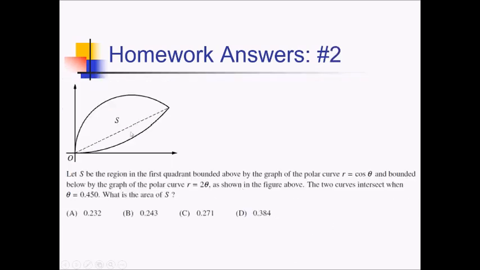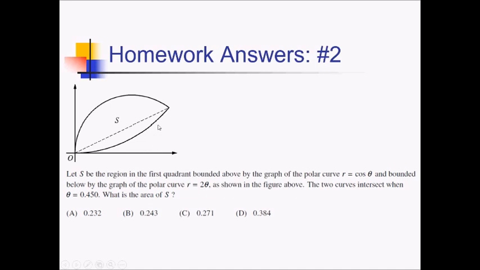On this problem, we have this S region in the first quadrant. It's bounded above by r equals cosine of theta, and bounded below by the graph of r equals 2 theta. Then they intersect at this angle here of theta equals exactly 0.450. We want to know the area.